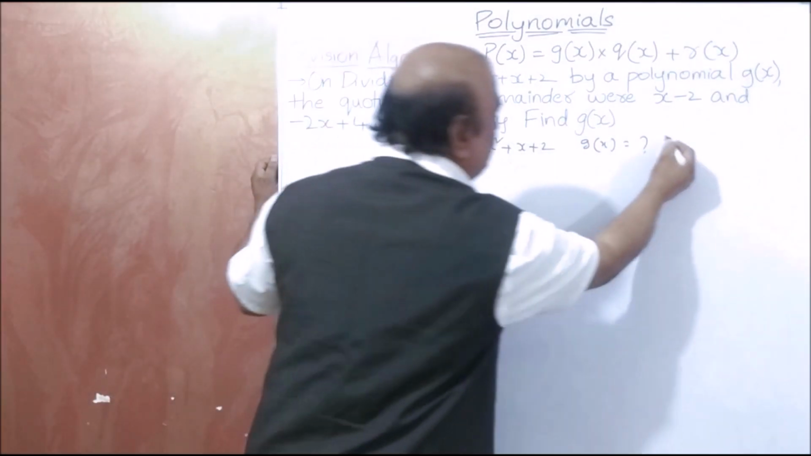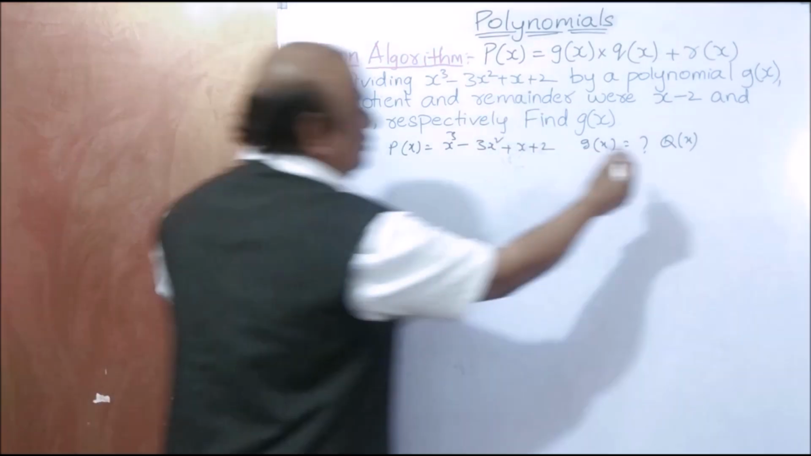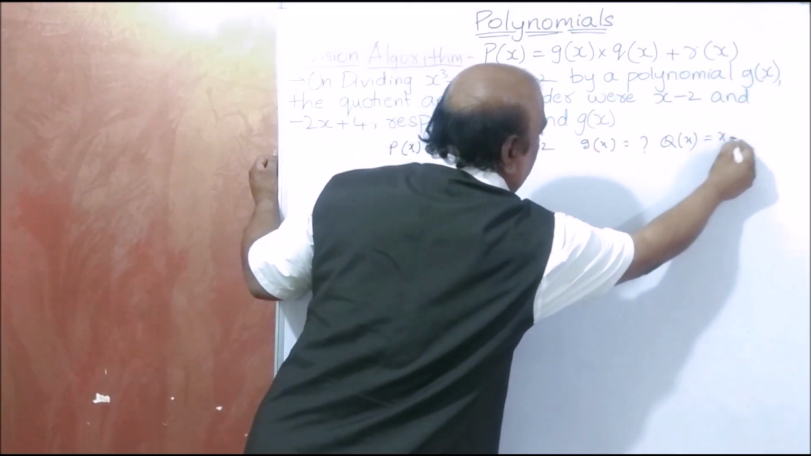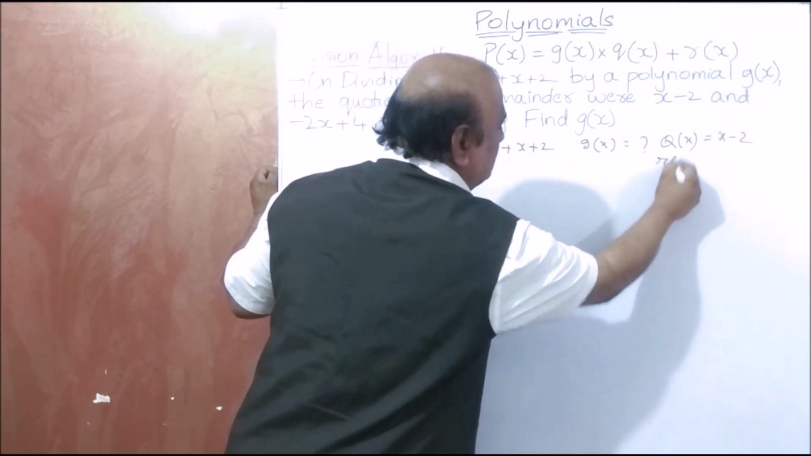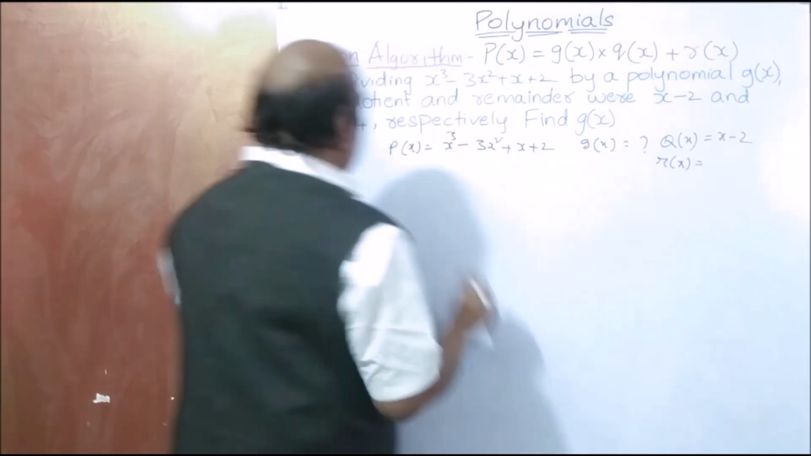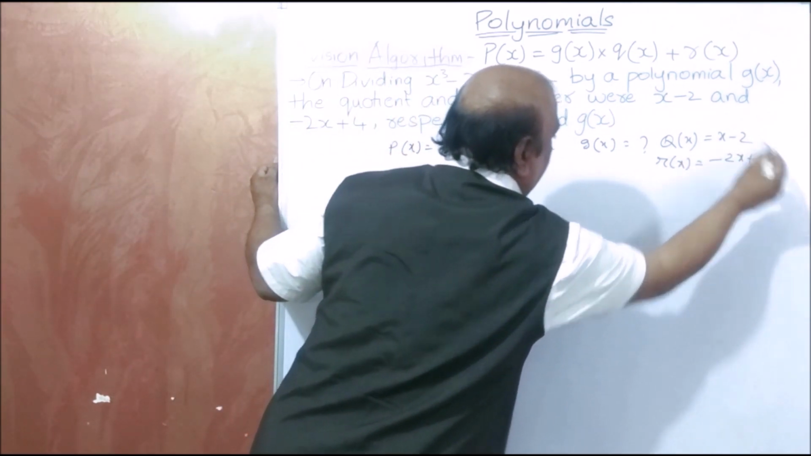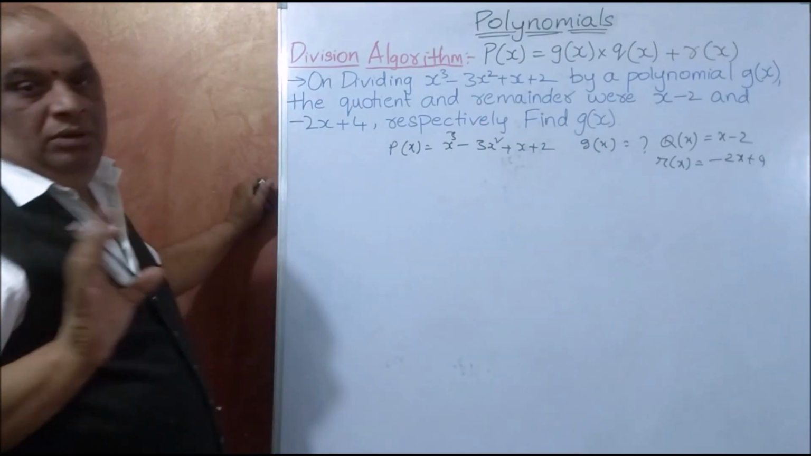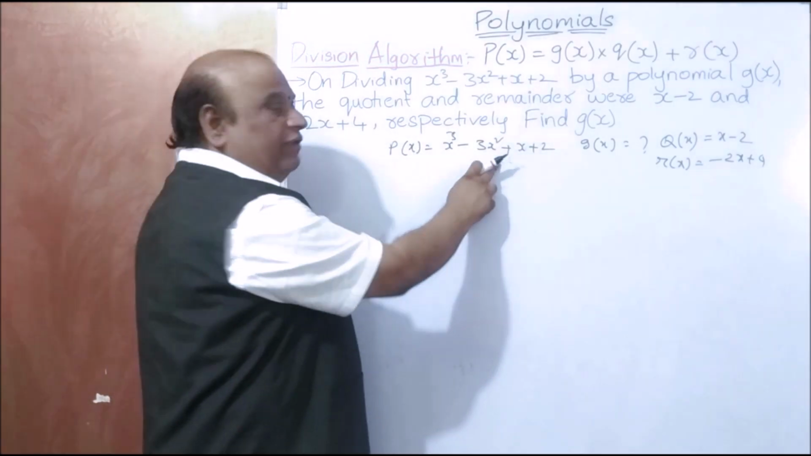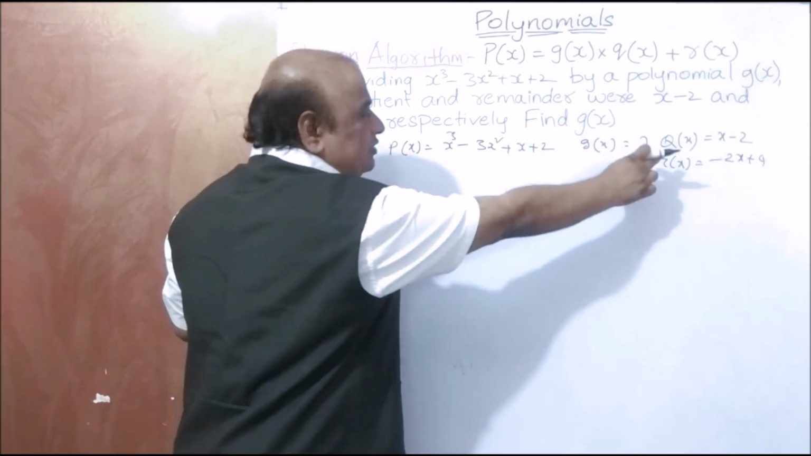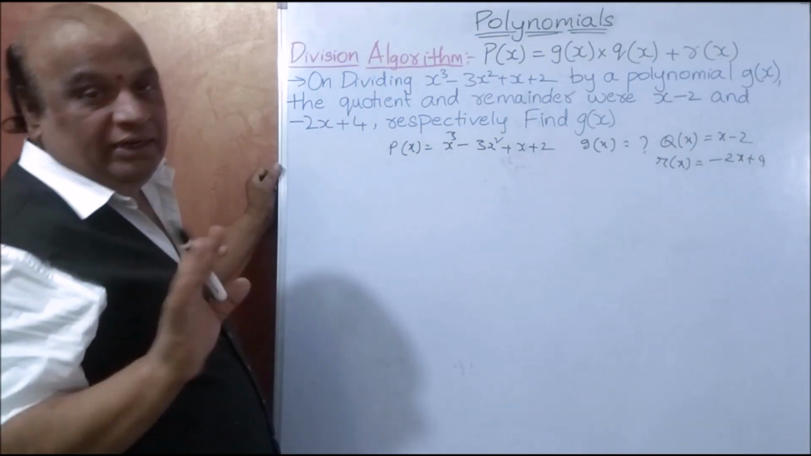Again, q of x is given. What is q of x? Q of x is equal to x minus 2. And also r of x is given, that is minus 2x plus 4. Carefully observe this question. Here p of x is given, q of x is given, r of x is given, but g of x we have to find.